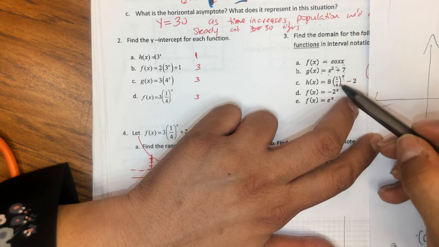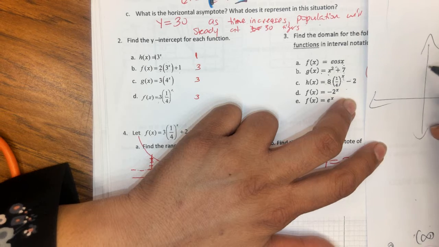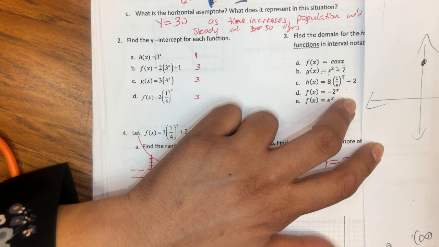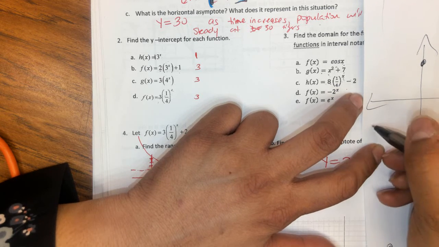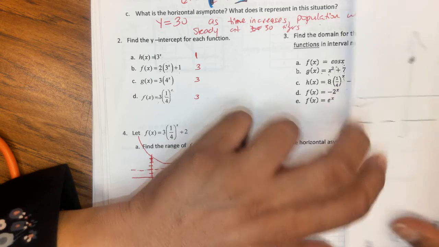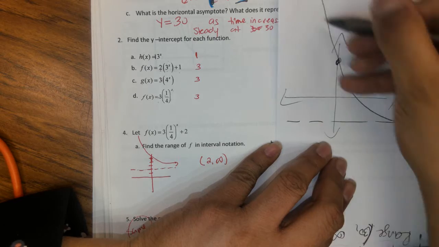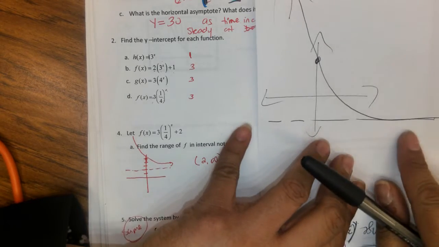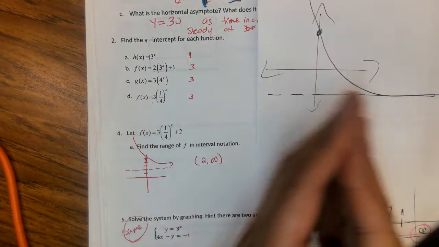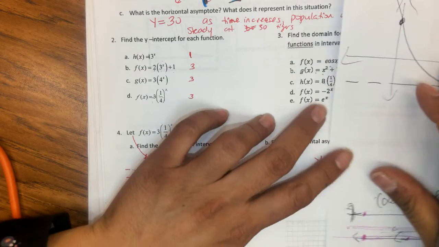My y-intercept is 8 minus 2. It's 6. There's a 6. And then my horizontal asymptote is at -2. And so this graph is going to decrease. This is what it looks like. Oh, it's not supposed to touch it. I got carried away. But look at it from left to right. The domain is all real numbers.